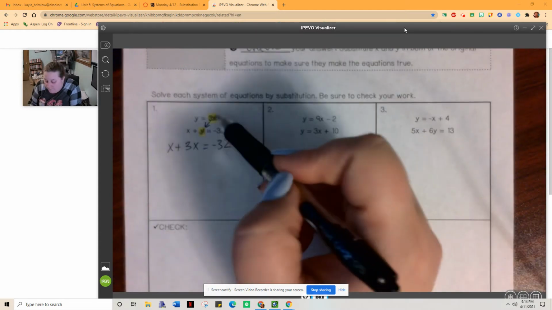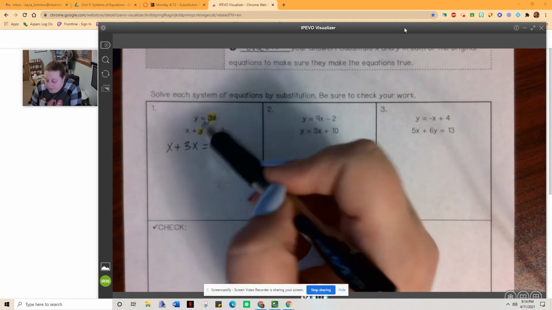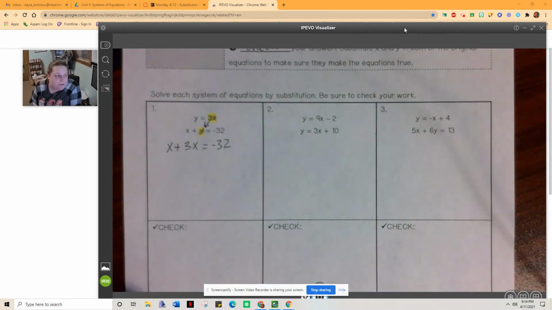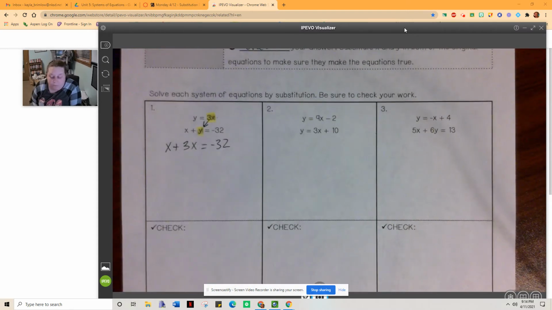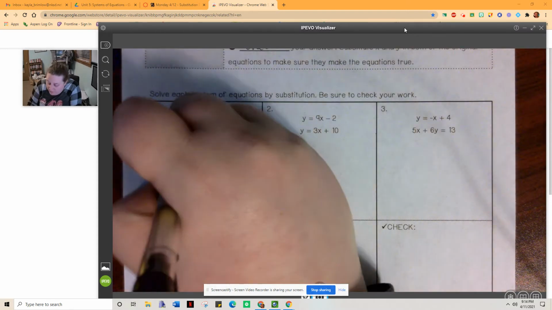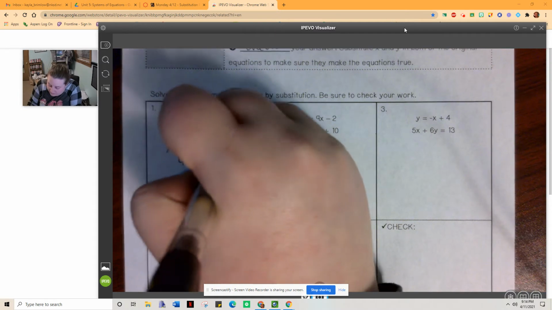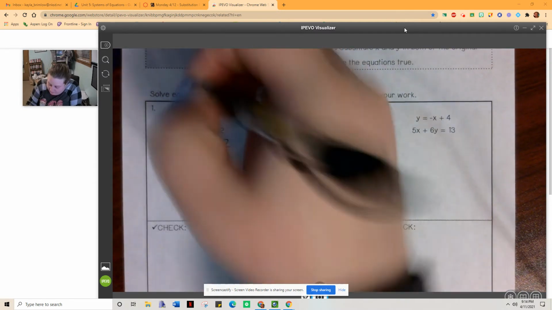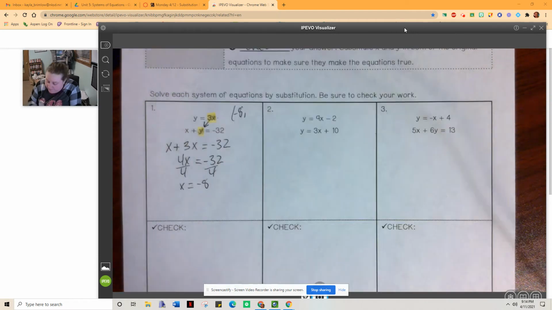So all we did was they tell us the value of y is 3 times x. Therefore, I can replace 3x or substitute 3x into my next equation where I see y because they're the same variable. So 4x equals negative 32. Divide by 4, and x equals negative 8. So I'm just going to write that up here.